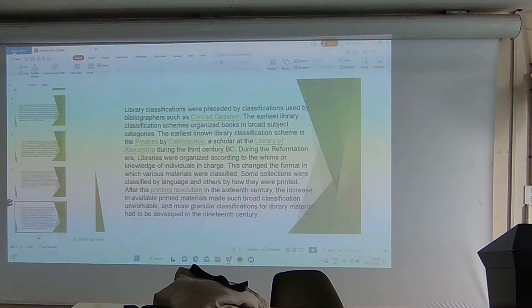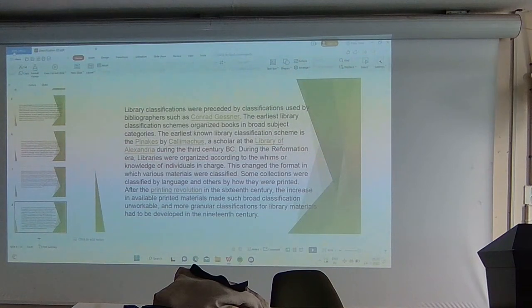So the change in format in which various materials were classified, some collections were classified by language and others by how they were printed. So classification mein ab bahut depth aa jata hai, like Urdu ki kitabein hain, हिंदी की किताबें हैं, इंग्लिश की है, मलयालम की है, कन्नड़ की है, पंजाबी की है, that also you have to classify, right? Subject is there of history, but history in the language of Kannada and in Urdu and in Punjabi, so you need to classify according to the language as well, right?